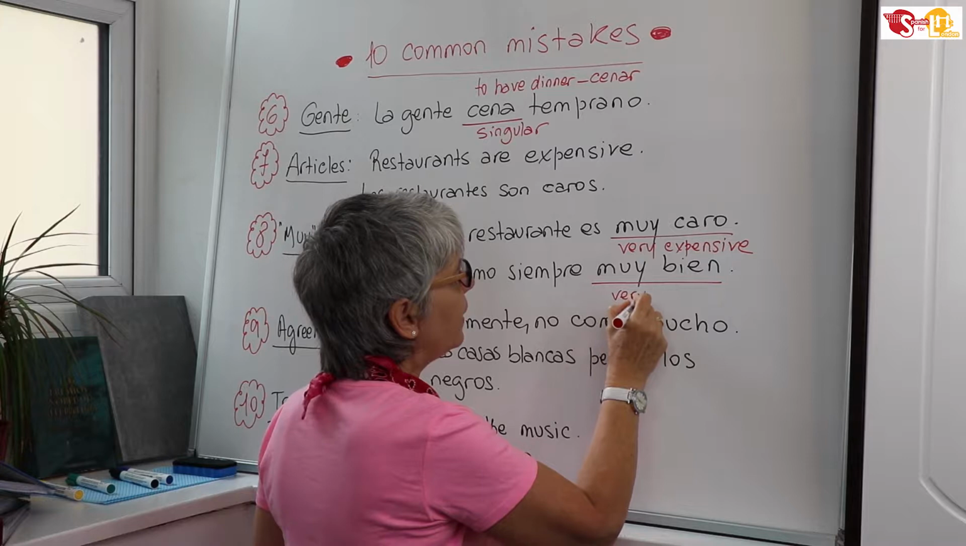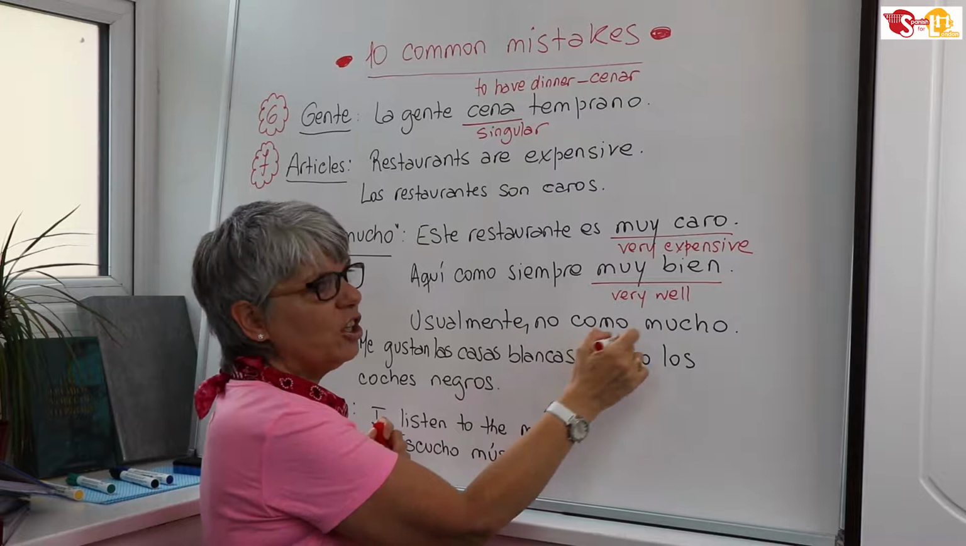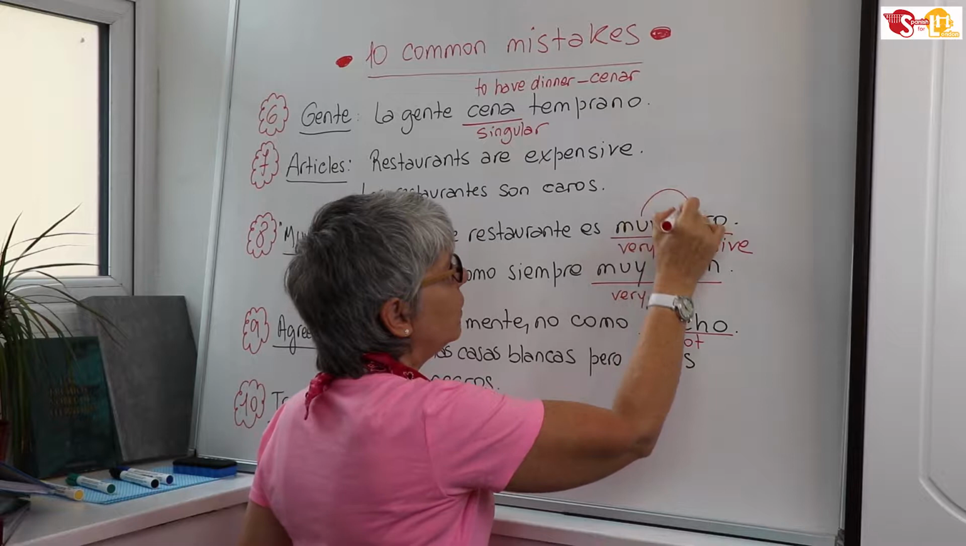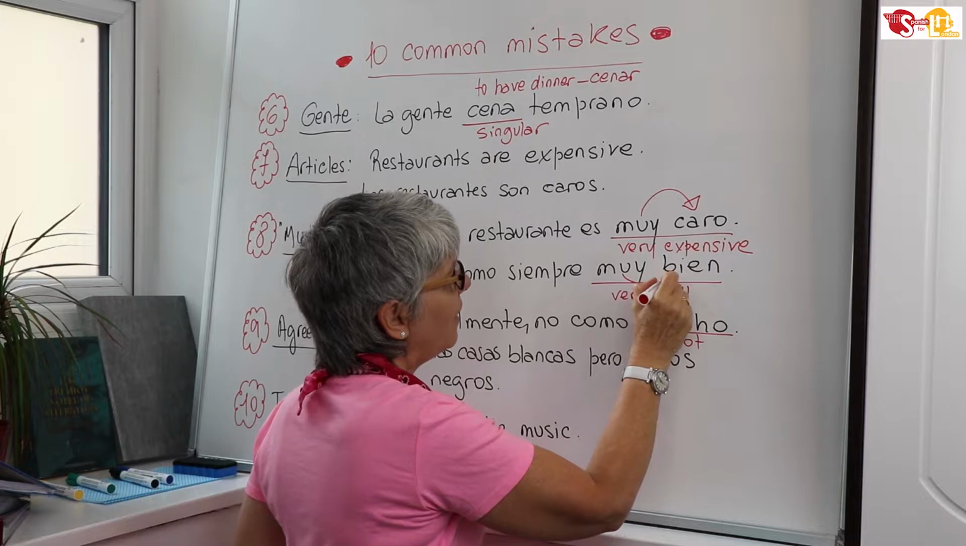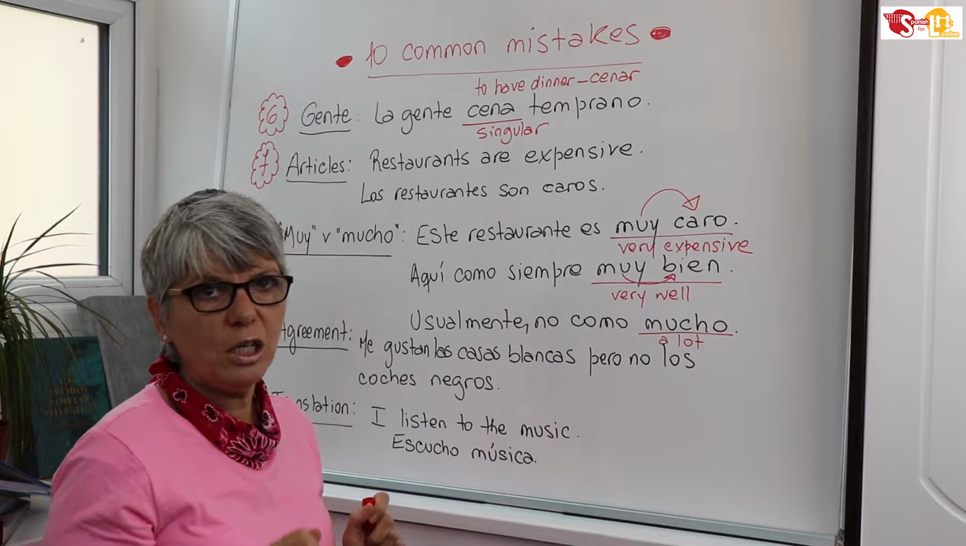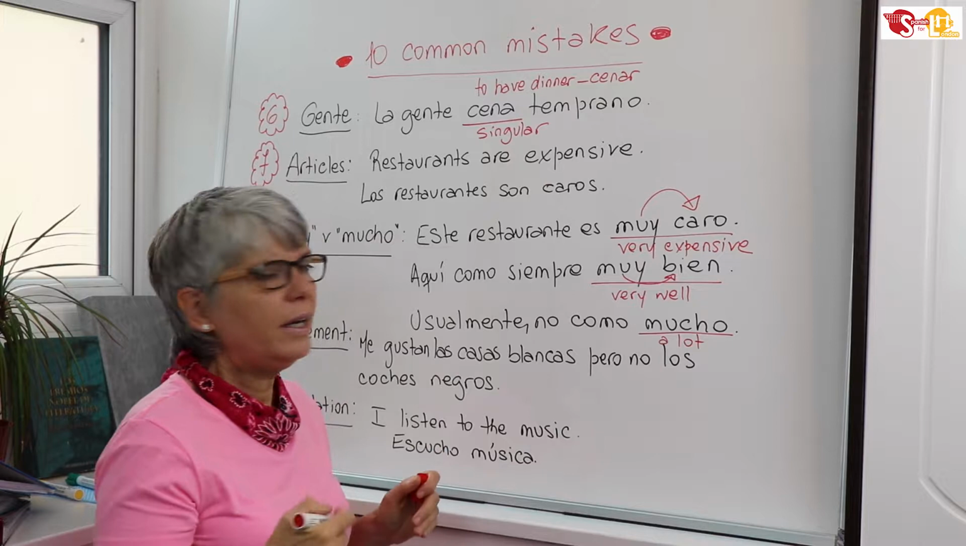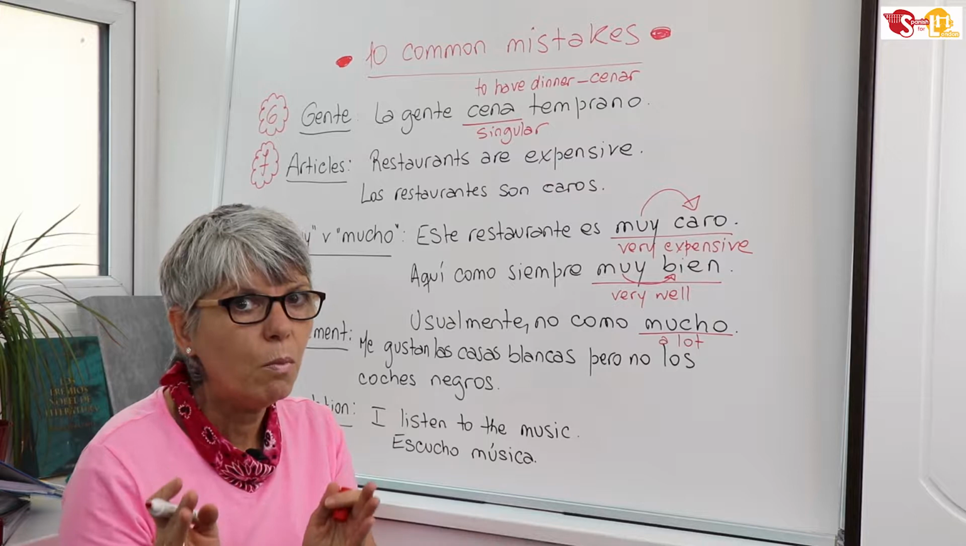But if I say usually I do not eat a lot, I say, usualmente no como mucho. Do you see the difference? Again, muy, very, is used in relation with an adjective or another adverb. So, very expensive, muy caro, very cheap, muy barato, very interesting, muy interesante, very boring, muy aburrido. Or very well, muy bien, or very fast, muy rápido, or very slow, muy lento. So very is muy. But mucho is a lot, and you are connecting this with an action, with a verb.